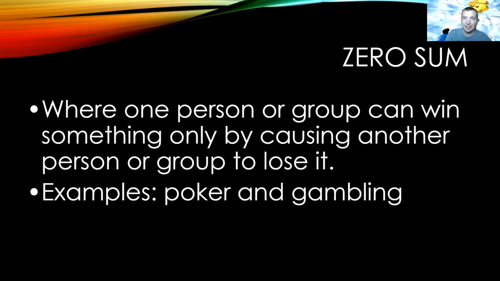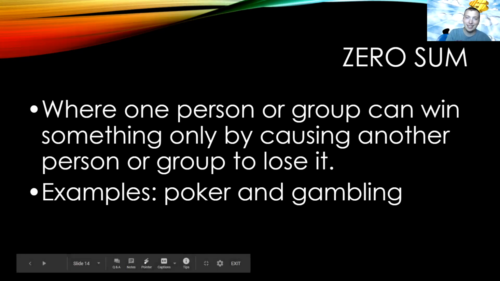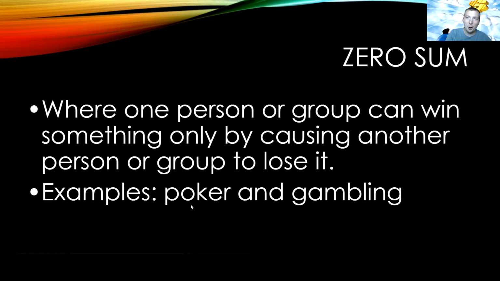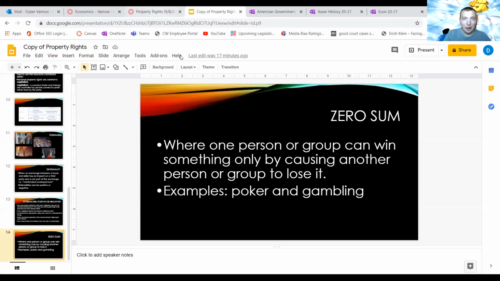Zero sum, this is another term you want to get to know while we get to game theory. When one person or group can win something only by causing another person or group to lose it. And this is externality to a T. So you're playing poker with your friends, you go all in, and the only way that you can get all of the money is if everybody else loses, right? Or other forms of gambling. And that's it for this PowerPoint.